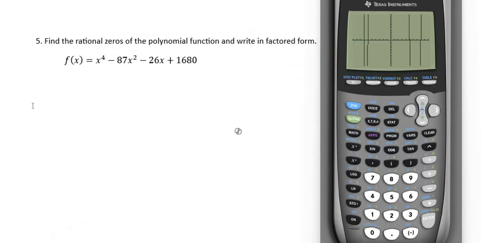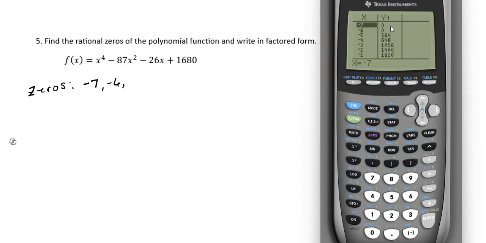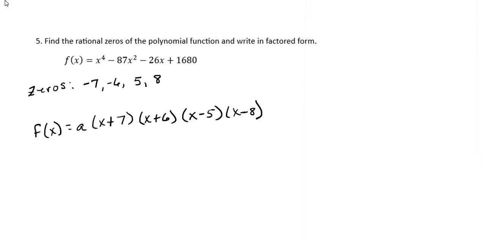Problem 5, I'm asked to find the rational zeros of the polynomial function and write in factored form. So I can find my zeros from my graph or from my table. I think it's a little bit easier to see my zeros from my table. So -7, -6, 5, and 8. So there are my factors.